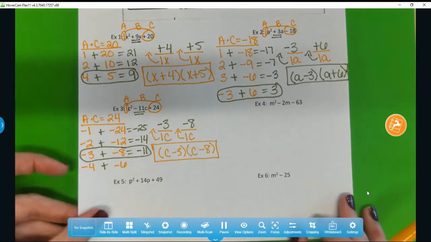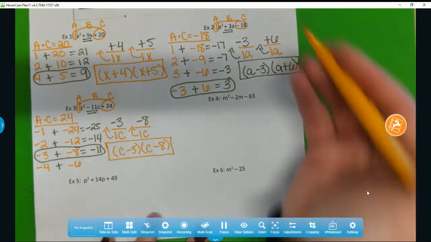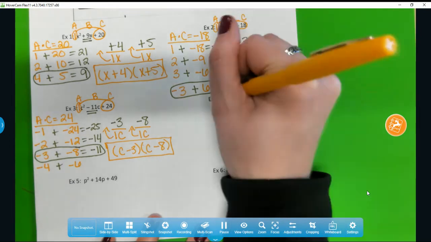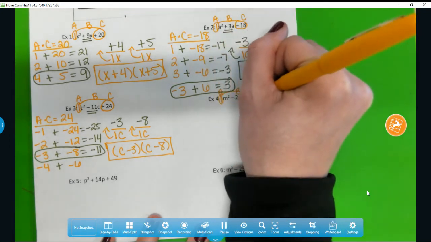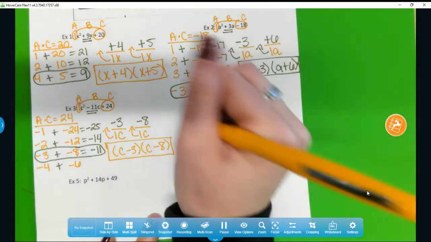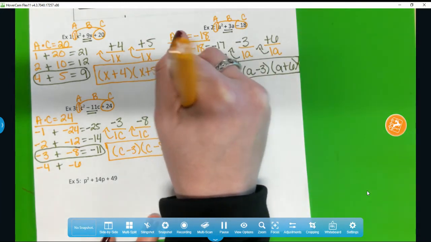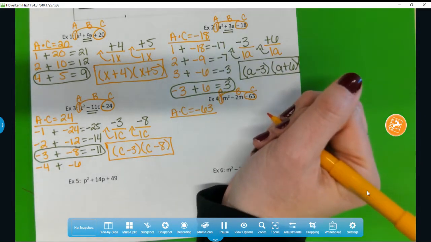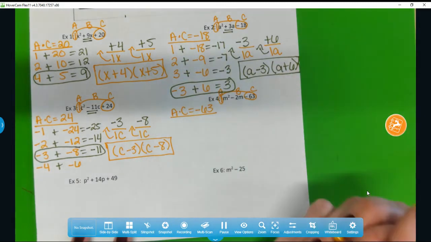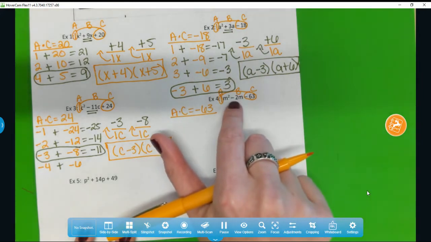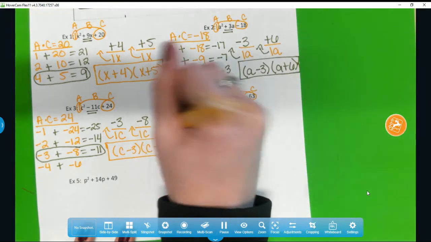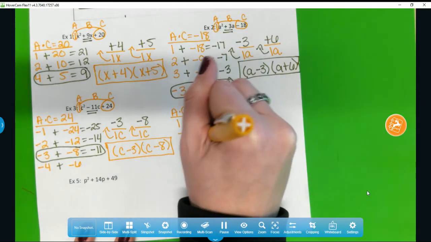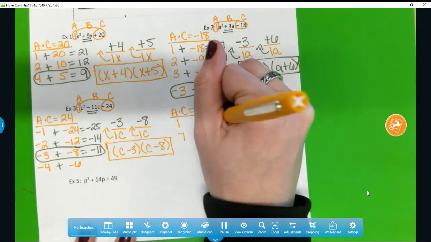Okay, example 4. Same thing. So I have A, B, C. I'm going to multiply 1 and negative 63. So A times C equals negative 63. Again, I know one of my numbers is positive and one's negative. I'm going to make the bigger one negative since I'm adding to get a negative. So I have 1 and negative 63, 7 and negative 9.